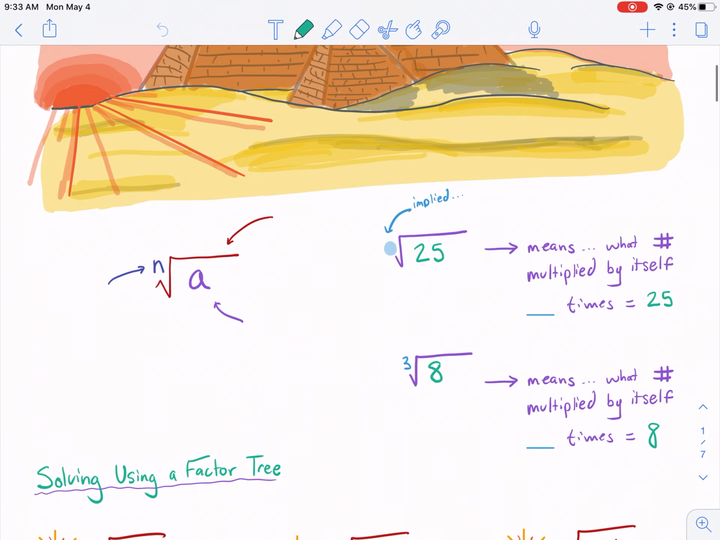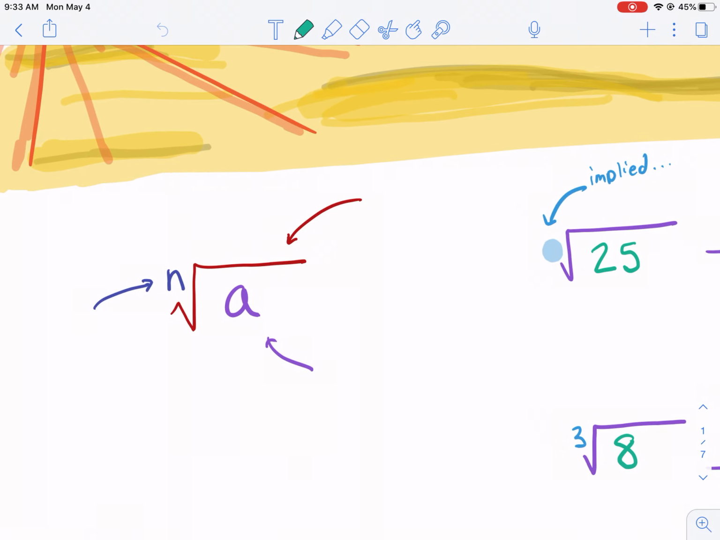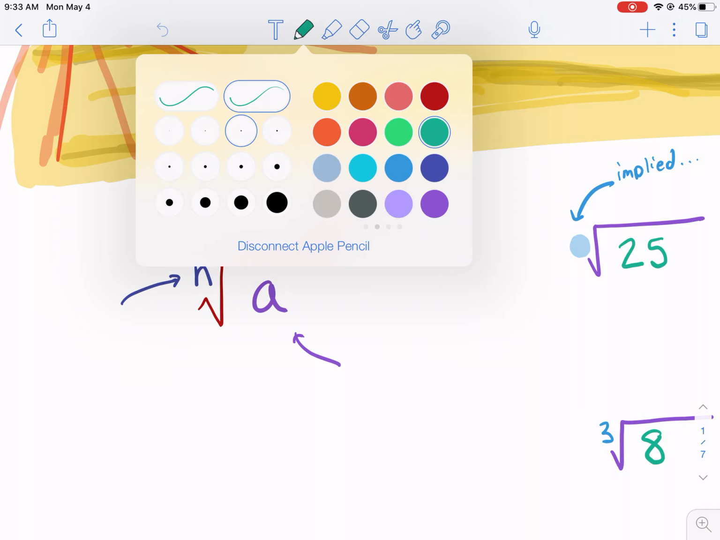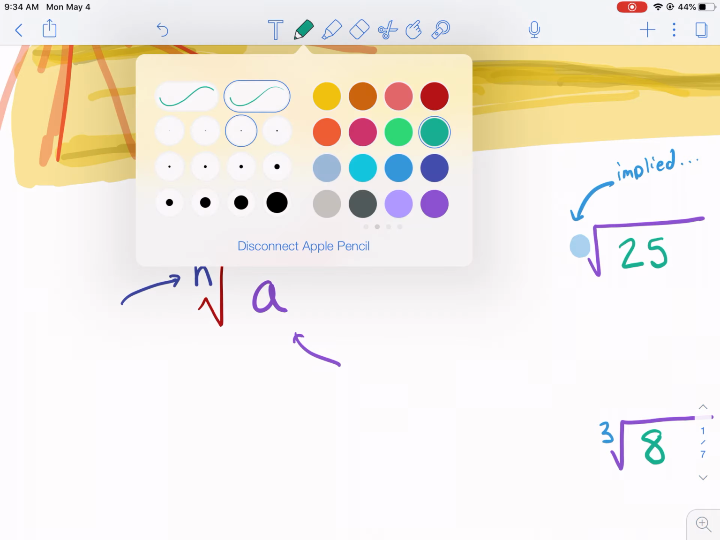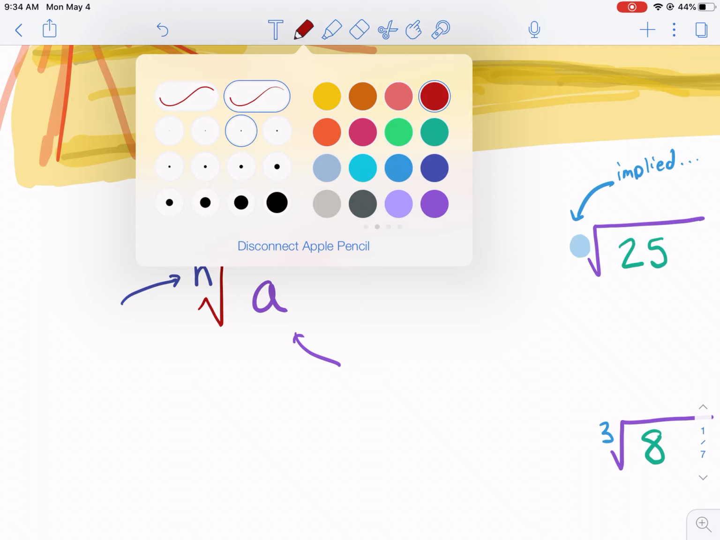Some of the basics of what a rational exponent is: we need to understand what a radical is first. As we look at a radical, we can break it down into basically three components. The first thing you have is the radical. Let's write radical here in red. This is the radical, the little symbol that kind of looks like a check mark.